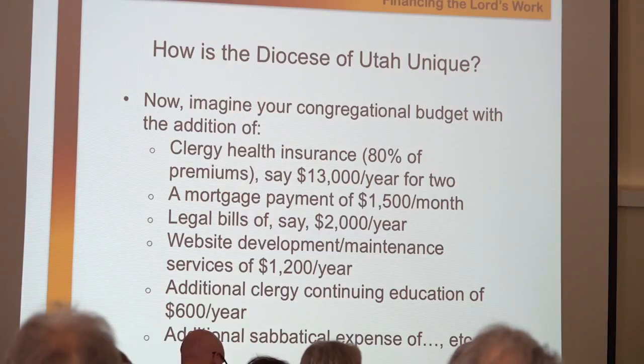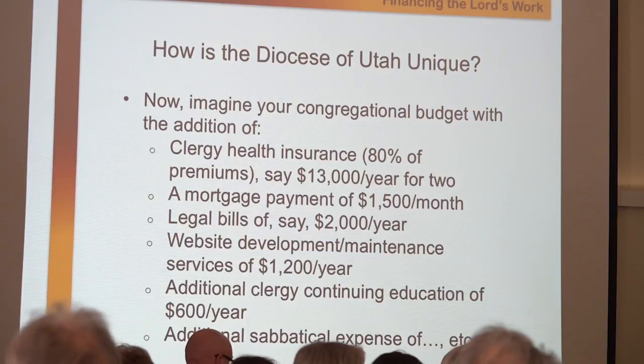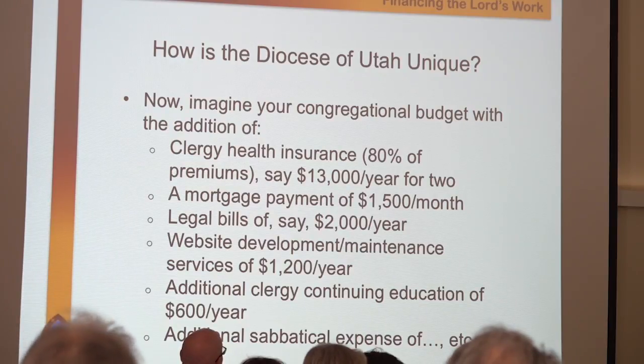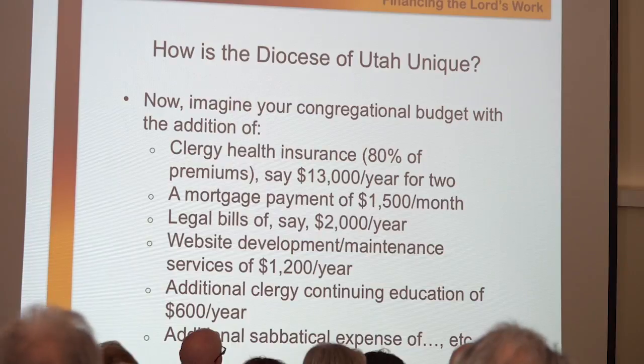In all others, the congregation or the employer of the clergy pays either 80 or 90 or 100% of the health insurance. So imagine if you were picking that up at, say, $13,000 for a cleric and a spouse. Imagine you had a mortgage payment of about $1,500 a month. And that would be small for some of our big churches. Imagine if you had legal bills of about $2,000 a year.